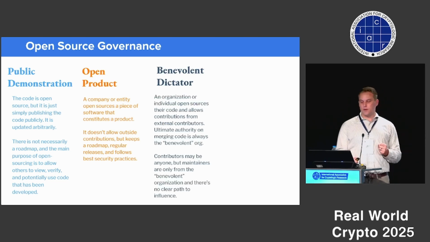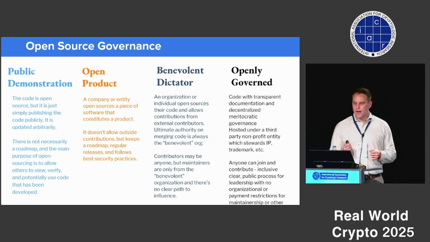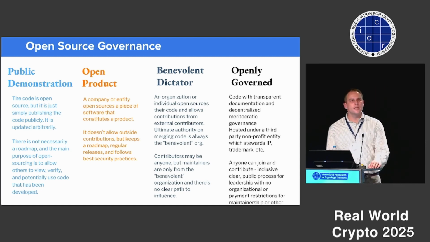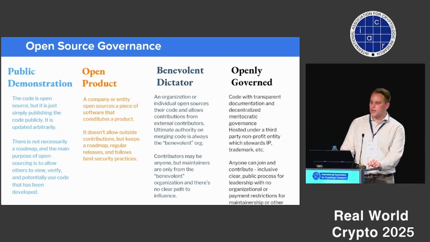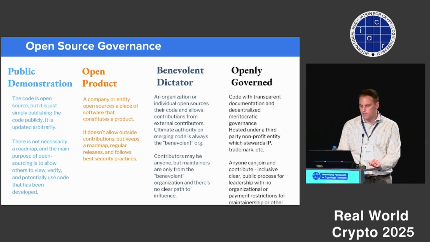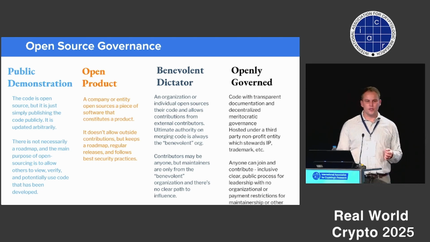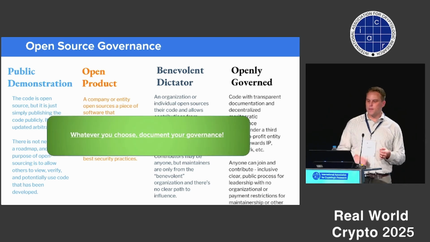Then there are benevolent dictator projects, which is when an organization allows outside contributions, but ultimate authority still belongs to this benevolent org. And then finally, we have true open governance, which is code with transparent documentation, decentralized meritocratic governance. It's hosted under a third-party nonprofit entity, and technical participation and leadership is completely open.